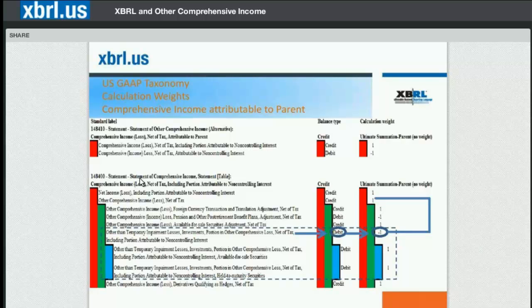In 148.400, here's 148.400, 148.410, you have a credit and a debit, so this is a plus one to a credit balance parent, and a debit child to a credit parent is a minus. Same thing throughout 148.400.